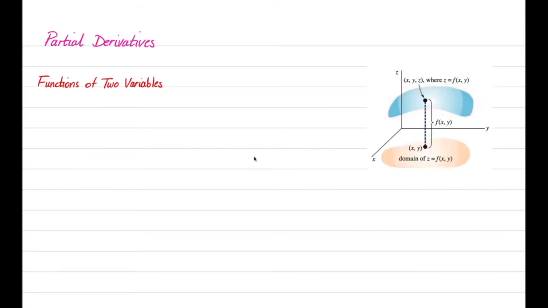The function of two variables is usually written as z equals f of x and y, and in here, the variables x and y are called the independent variables of the function, and z is called the dependent variable. And in 3D, the graph of a function z is a surface.